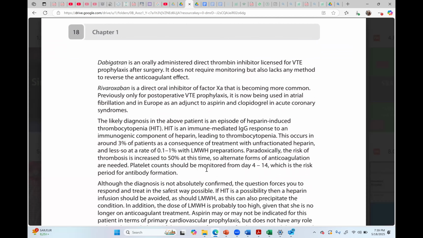PCI. The likely diagnosis in the above patient is an episode of HIT. HIT is an immune-mediated IgG response to an immunogenic component of heparin, leading to thrombocytopenia. This occurs in around 3% of patients.